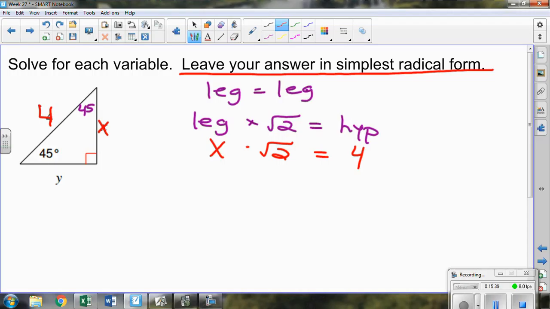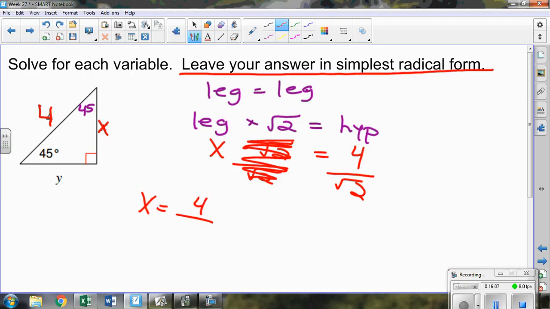The geometry now is done. We just have to solve it and simplify it. So what do we have to do to get the x by itself? Divide by the square root of 2. Okay, because we have multiplication, one thing we can do is divide. And so we have divide by the square root of 2, which cancels, telling us x equals 4 divided by the square root of 2, which is a correct answer.